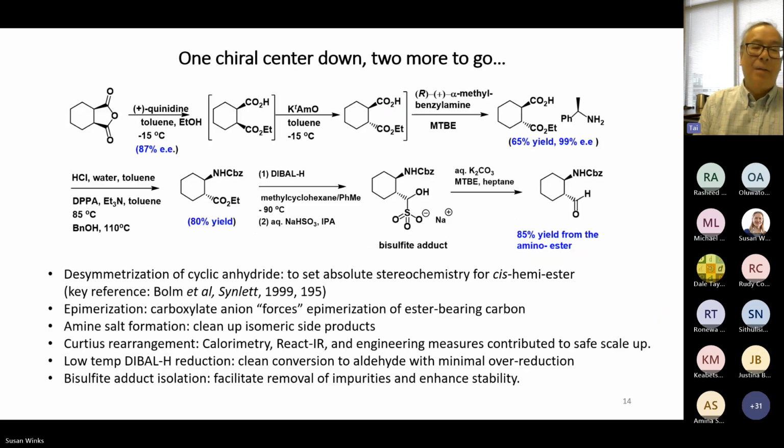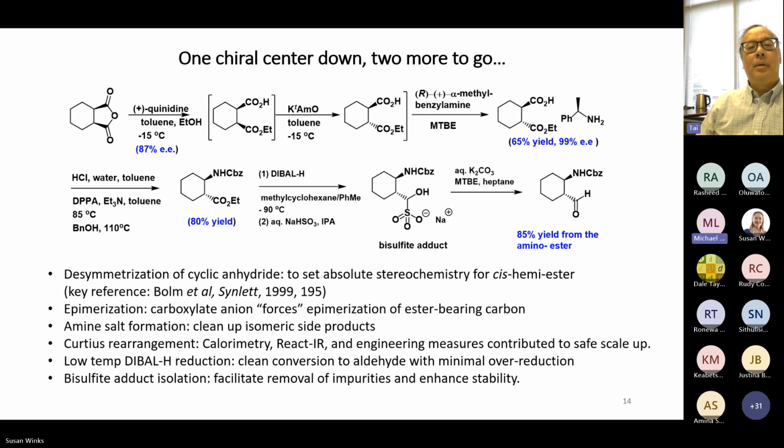So, we did 1 chiral center now, right? There are 2 more to go. And the aminoaldehyde piece is actually not any easier than the piperidine part. So, as we recall, we used Professor Corey's chemistry for the toxicology campaign. We got some new inspiration from Professor Carsten Baum from Germany.